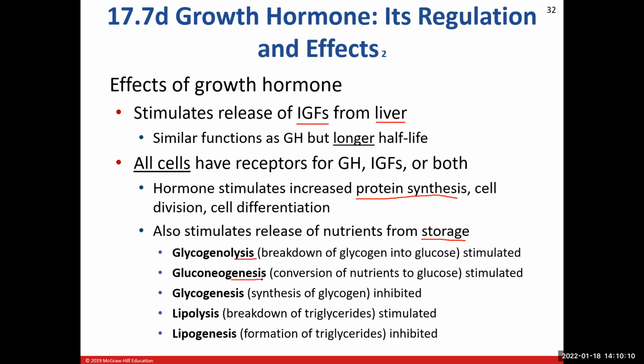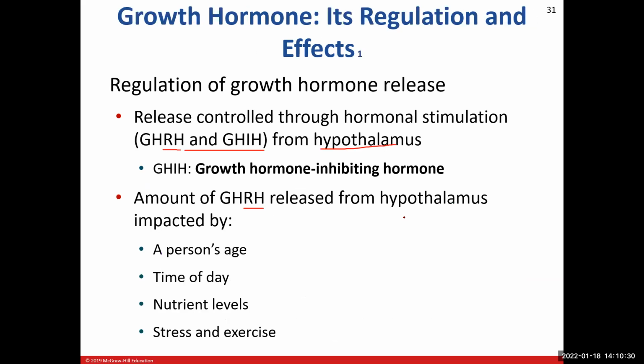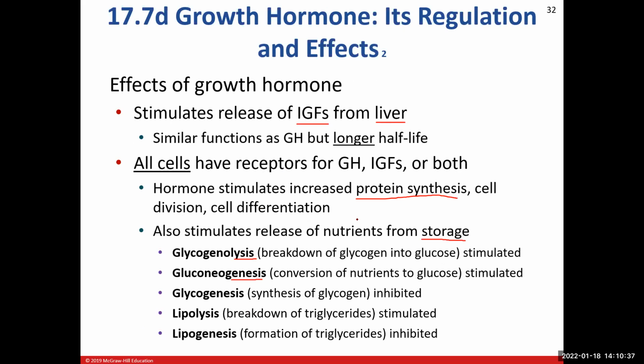Okay, so anything ending in lysis, we're breaking whatever is in that word. So glycogenolysis is the breakdown of glycogen. As you recall, glycogen is the storage form of glucose. So what happens with the effects of growth hormone is that glycogenolysis is going to be stimulated. Why? Because we need to, going back to this slide here, all right, we need to, where am I looking at?